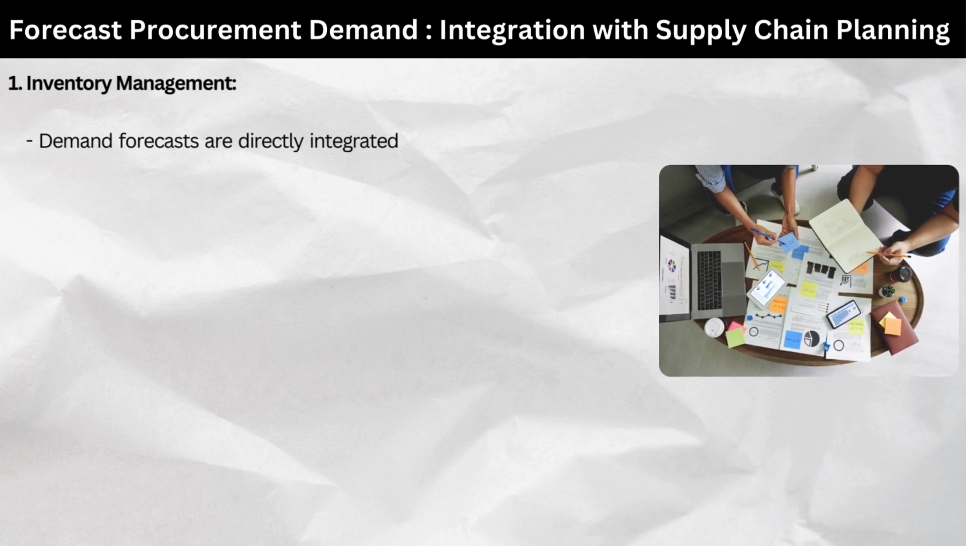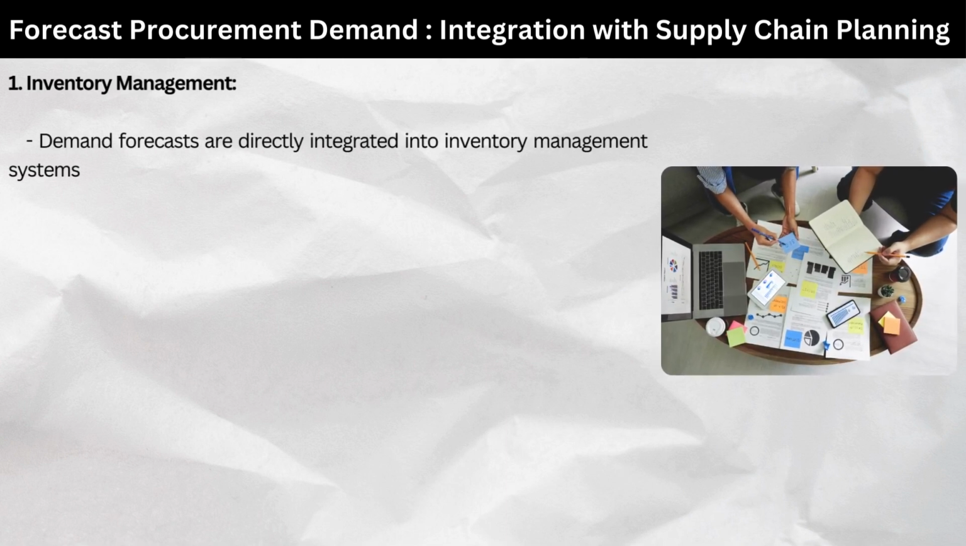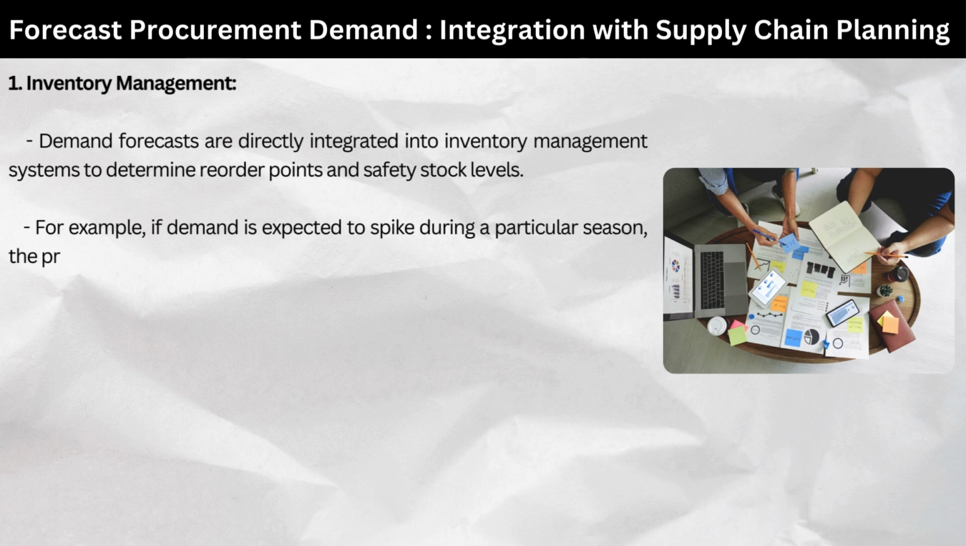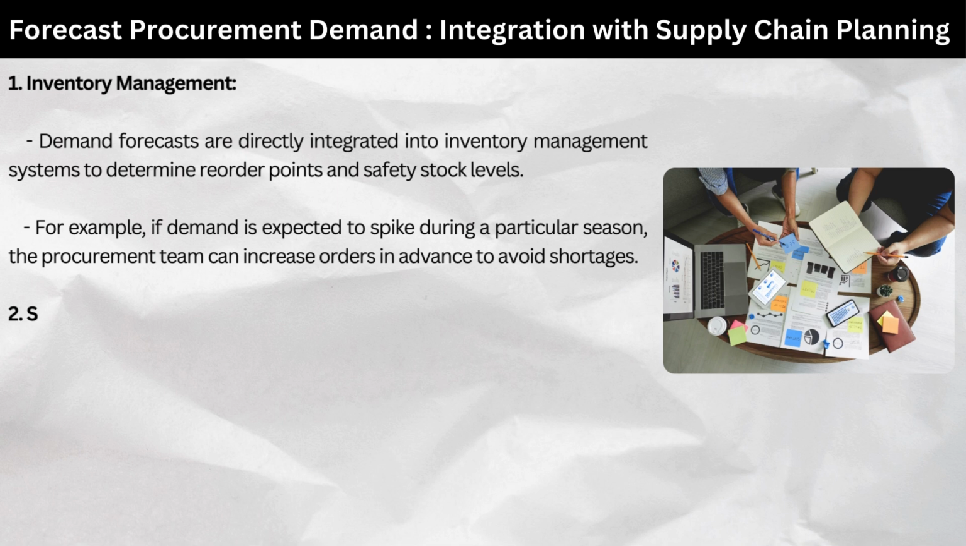1. Inventory management: demand forecasts are directly integrated into inventory management systems to determine reorder points and safety stock levels. For example, if demand is expected to spike during a particular season, the procurement team can increase orders in advance to avoid shortages. 2. Supplier collaboration.